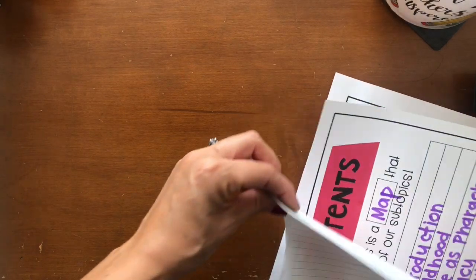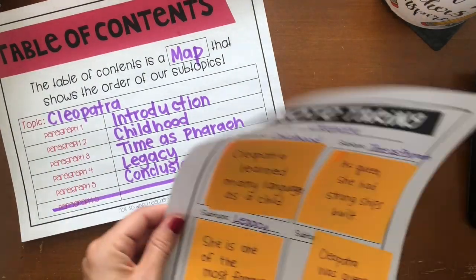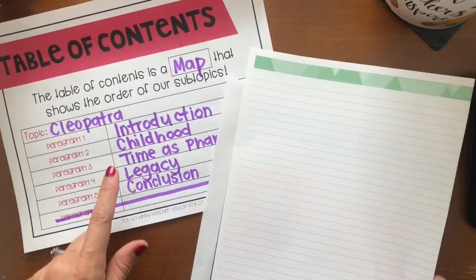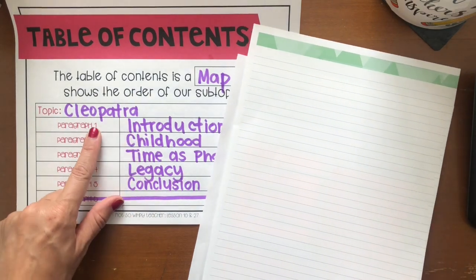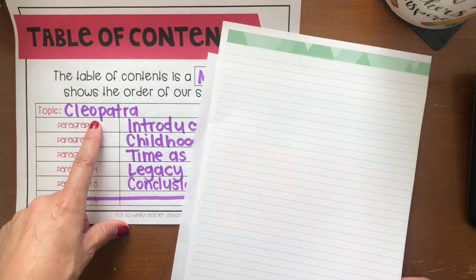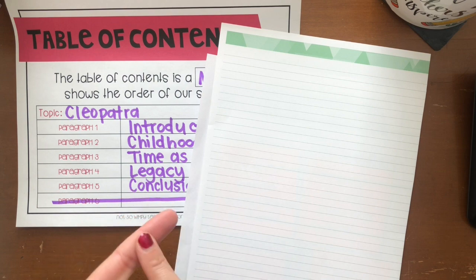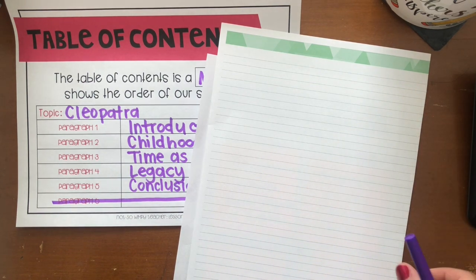Okay guys, I've got my table of contents, my note-taking from yesterday, and some paper. When I look at my table of contents, I see I'm going to start out with my introduction. My topic is Cleopatra, so I want to introduce the reader to my topic. If you think back to when we wrote personal narratives, you can think about those different kinds of hooks we wrote, maybe asking a question, saying an interesting fact. You want something that'll bring the reader in and make them want to read more about your topic.